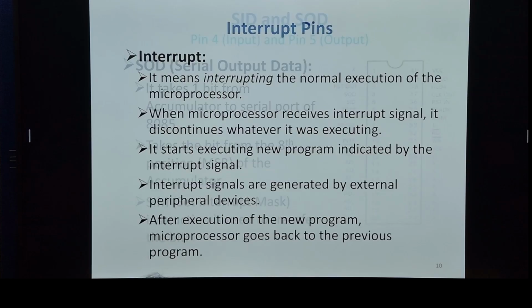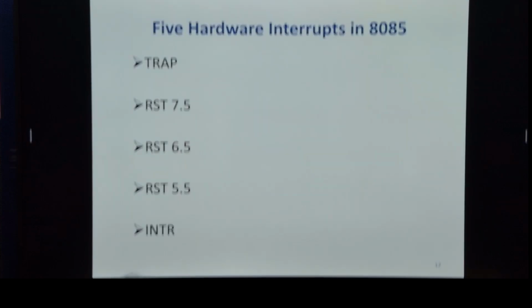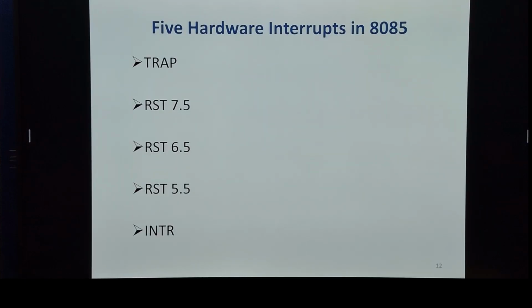Pin number 6 is your TRAP pin. Pin number 7 is your RST 7.5. Pin number 8 is RST 6.5 and pin number 9 is RST 5.5. Pin number 10 is INTR. These are your 5 interrupts in the microprocessor.